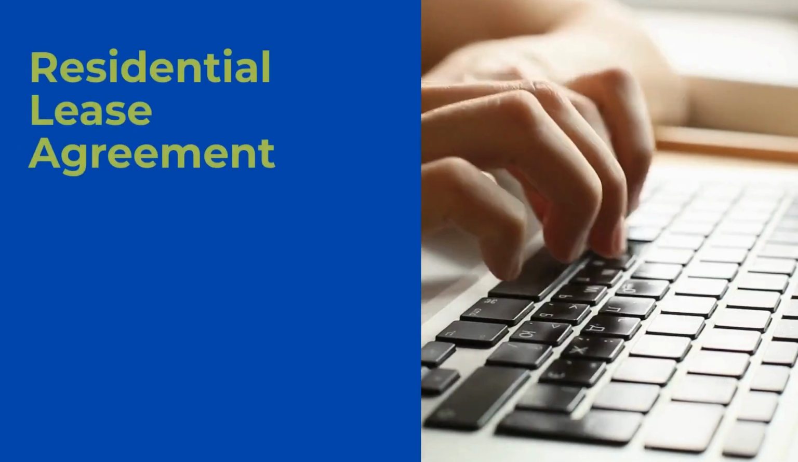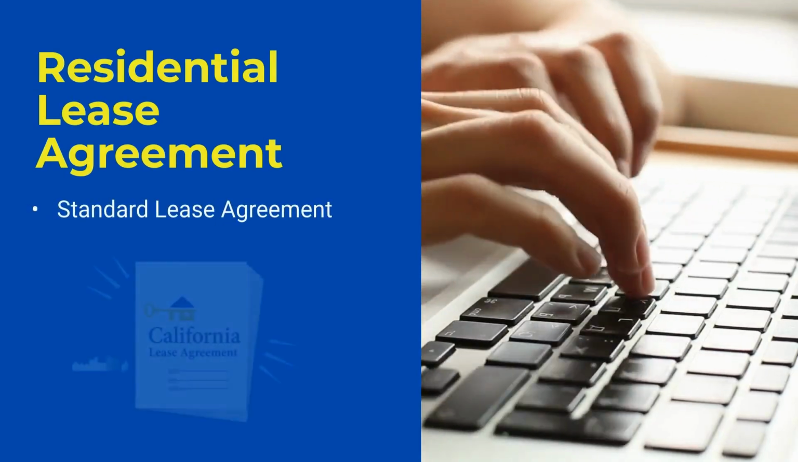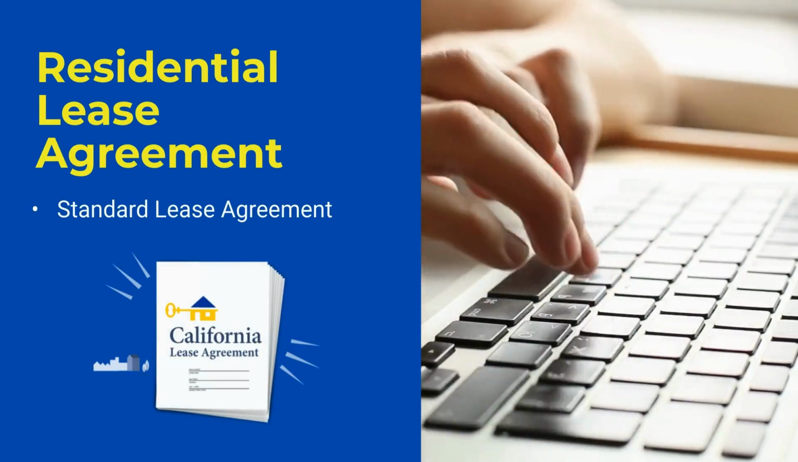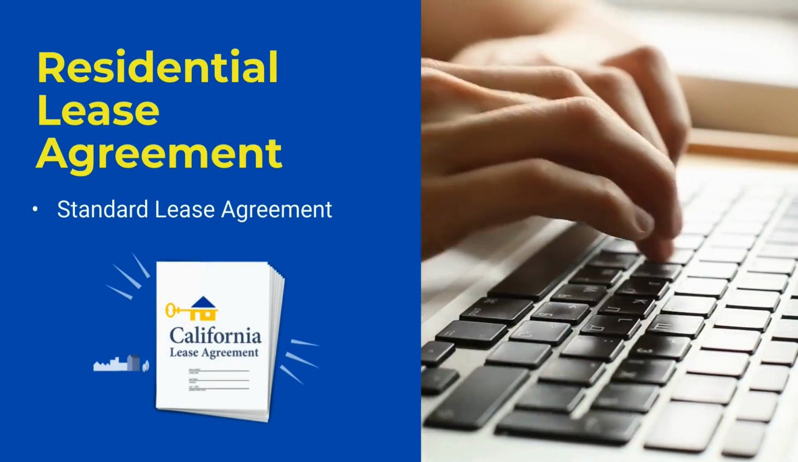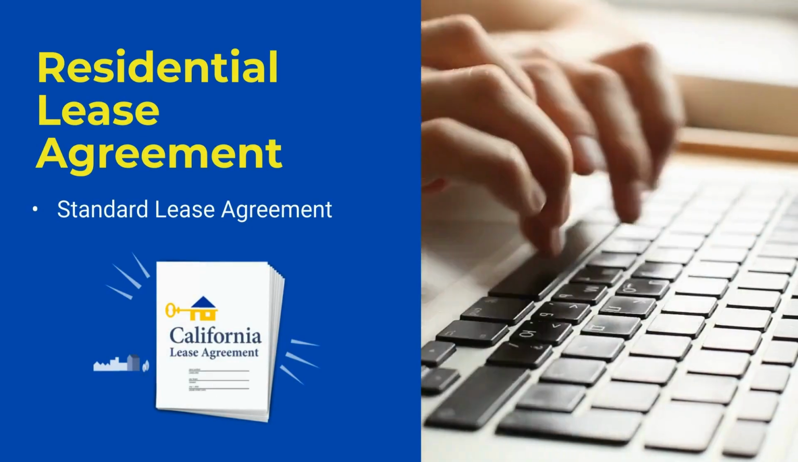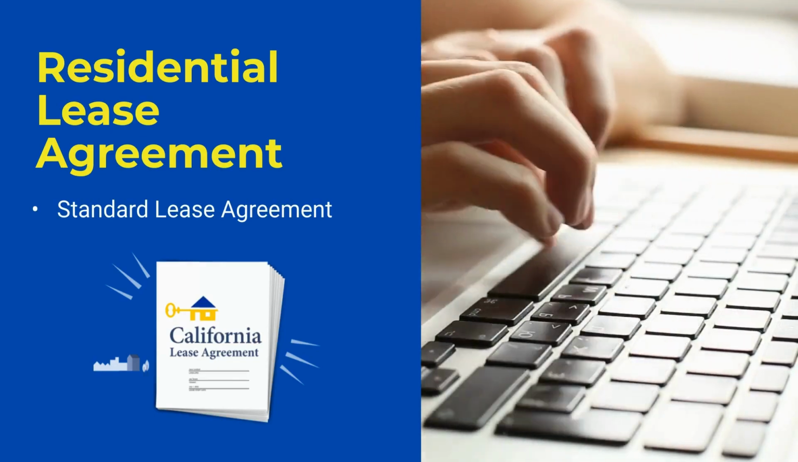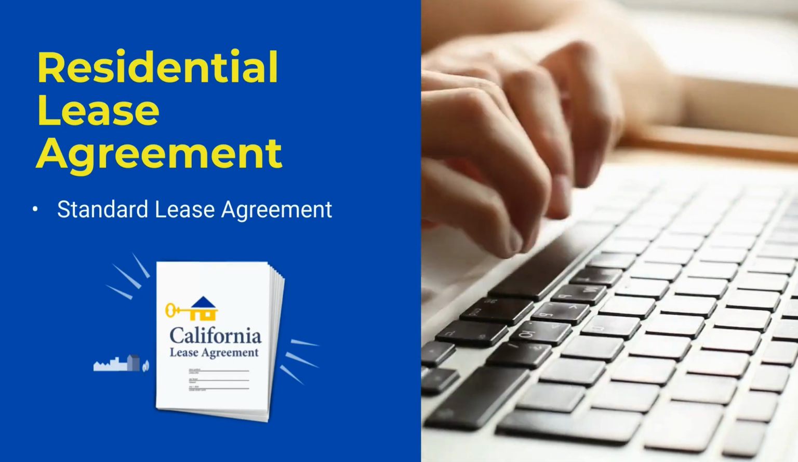The lease agreement is the foundation of the landlord-tenant relationship. It's a legally binding contract between a landlord and tenant that outlines the terms of the rental relationship. The most common type of lease agreement is a one-year, fixed-term lease that terminates at the end of the lease period. This is often referred to as a standard lease agreement.